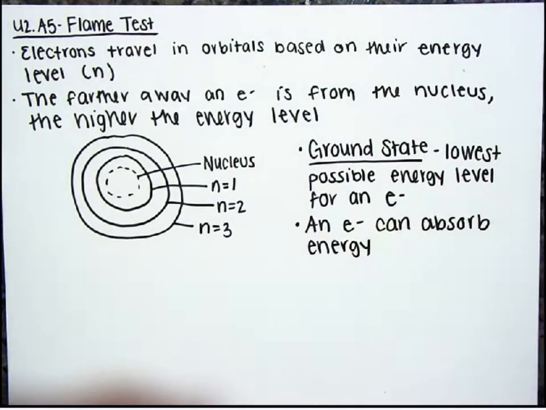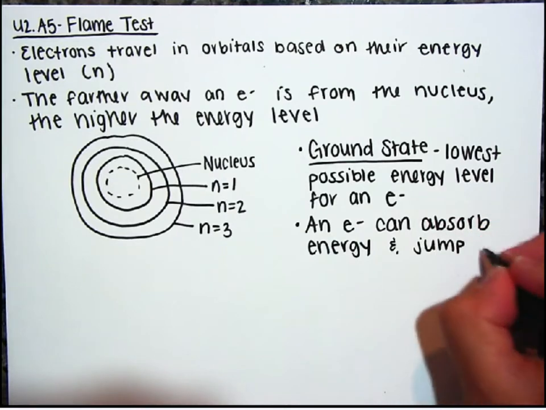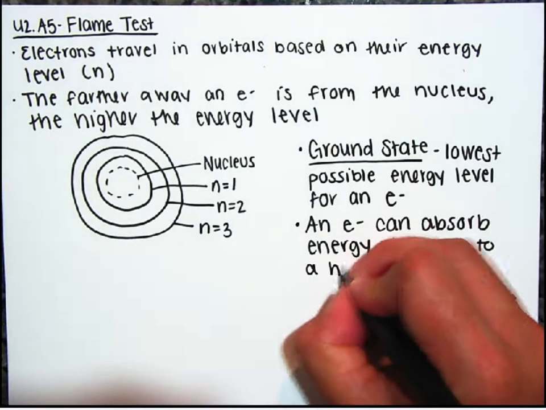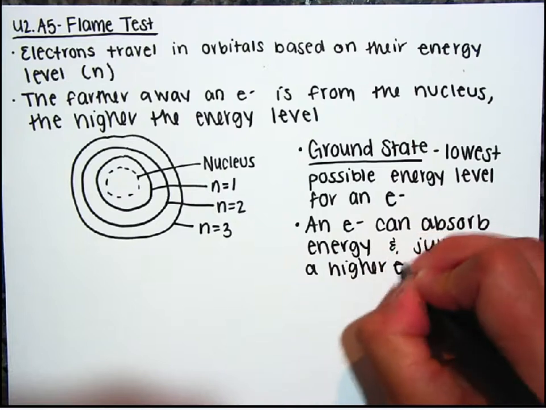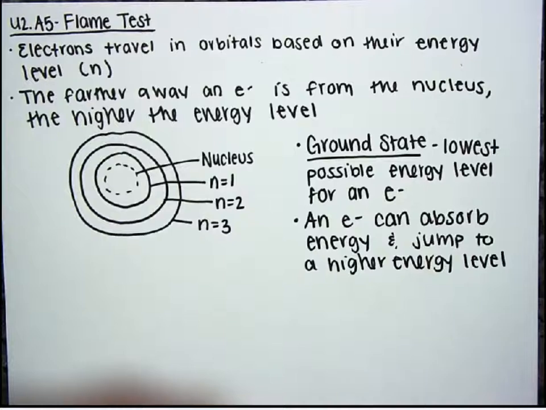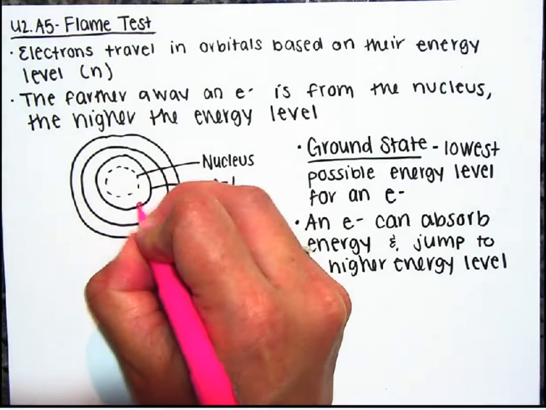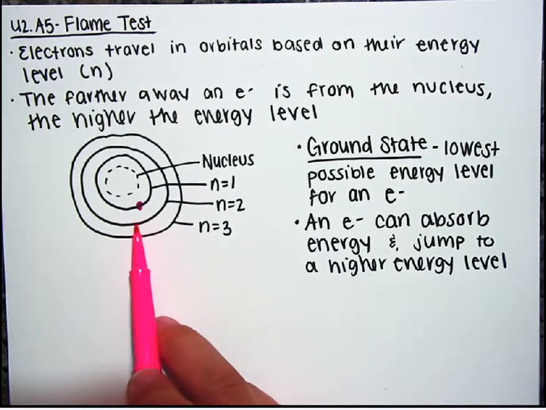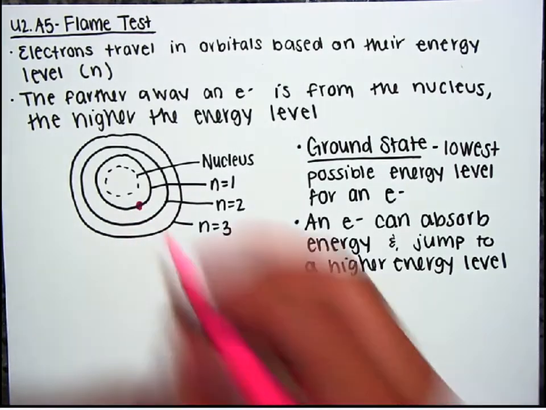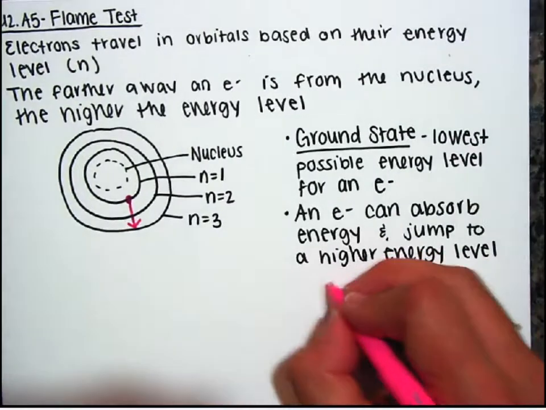And what happens when an electron absorbs energy? It can jump to a higher energy level. So let's say we were to energize an atom, maybe by heating it. What's going to happen is that electron can absorb energy and it's going to jump to a higher energy level. So maybe my electron starts in its ground state N equals 1, and it is going to absorb some energy, and it could jump up to that third energy level.